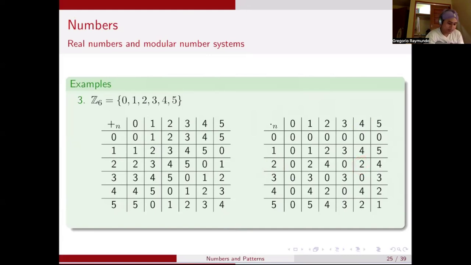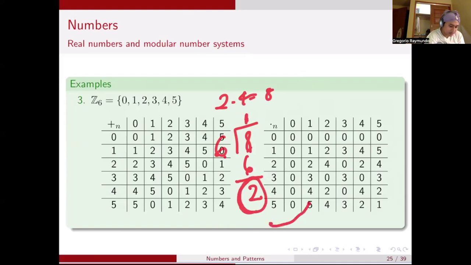Bakit naging 2 times 4 ay 2? 2 times 4 ay 8. Okay. 2 times 4 is equal to 8. And then 8 divided by 6, ay 1. 1 times 6, 6. 8 minus 6, 2. So remainder ay 2. 4 times 2 ay 2.